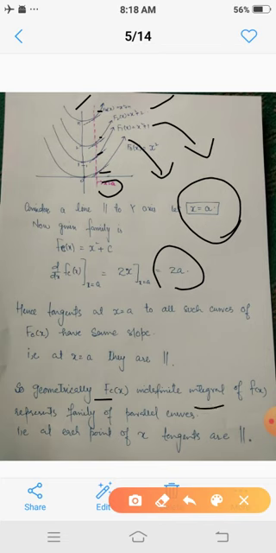Parallel curves means that when we consider any point on the domain and we draw a tangent at each and every curve of this collection at this point, if slopes are the same, then we say that those are the parallel curves. So geometrically speaking, we can say that this F_c represents the collection of parallel curves.